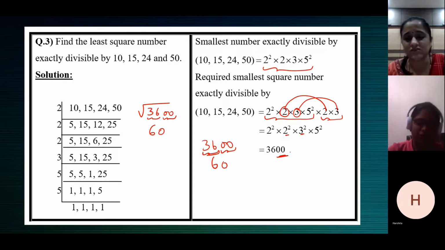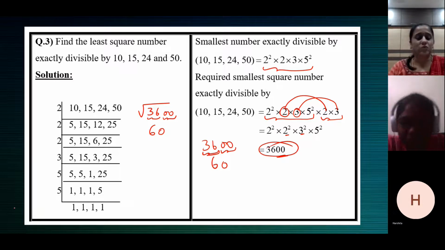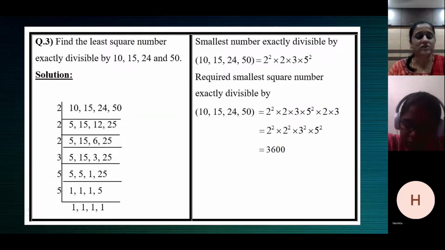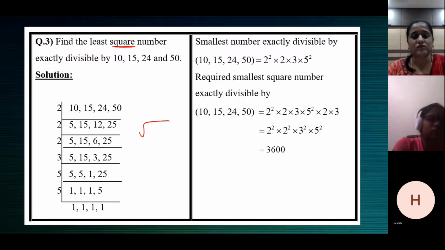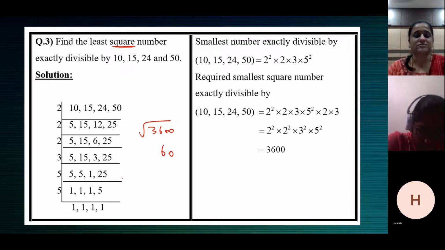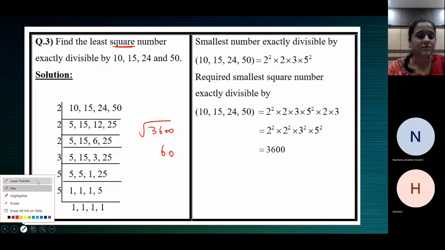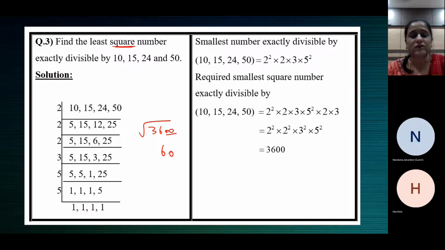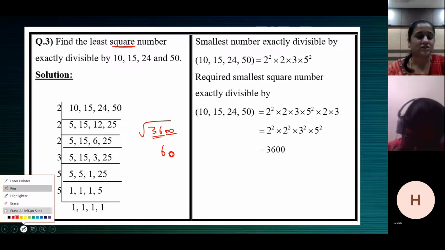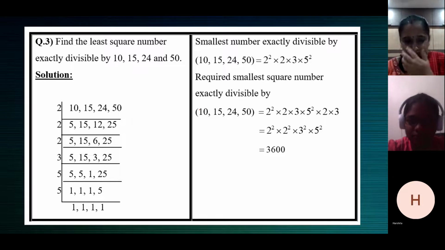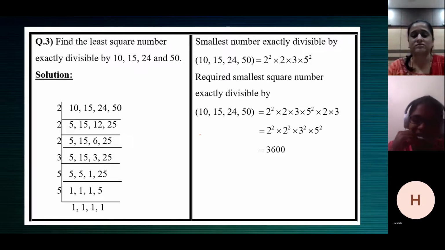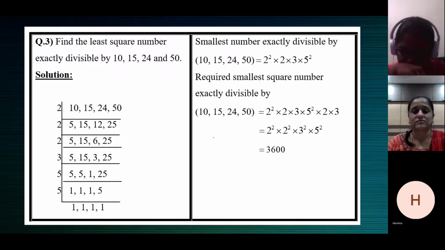I'm trying to say that 3600 is a square number, because the square root of 3600 is 60. The number has two zeros, so the square root will have only one zero. The square root of 36 is 6. What happened, Harshita and Nandana? Is it okay now? Yes, ma'am. Okay.